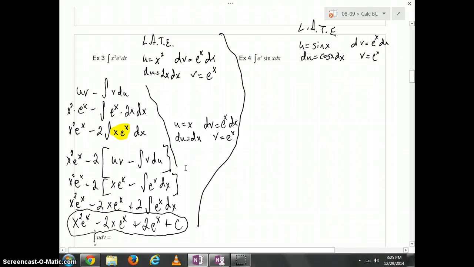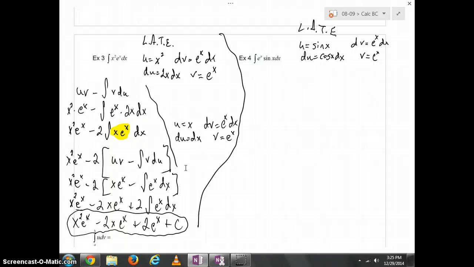Okay, picking back up with some integration by parts. Picking off from our last video, we started looking at example 4, the integral of e to the x sine of x dx. Looks like we might want to reverse this product rule. The name of the game is integration by parts.